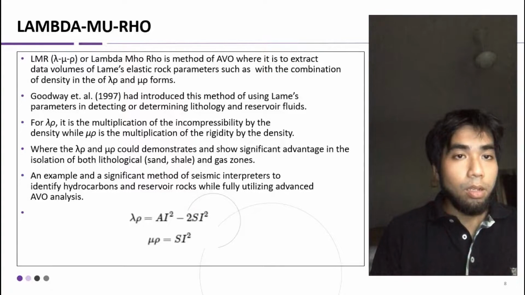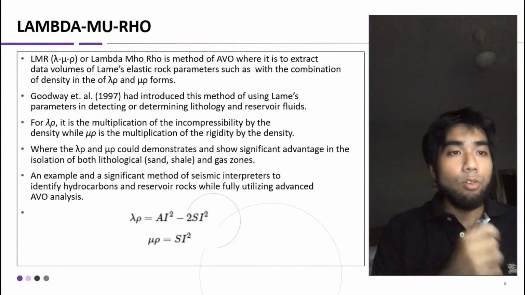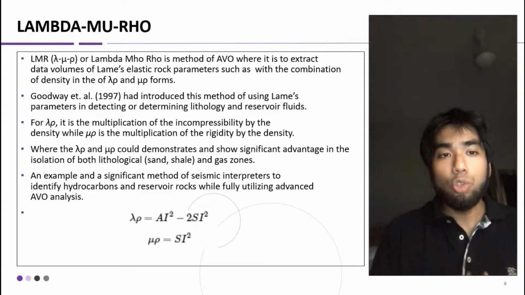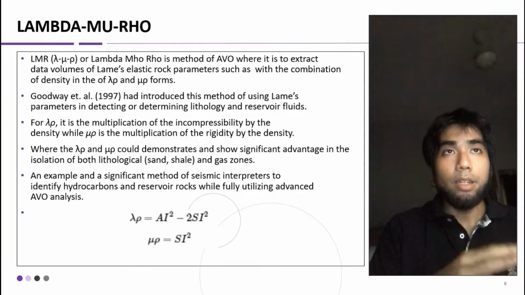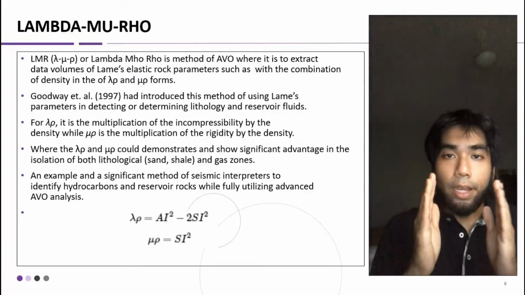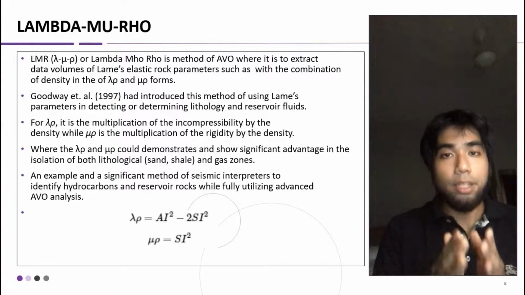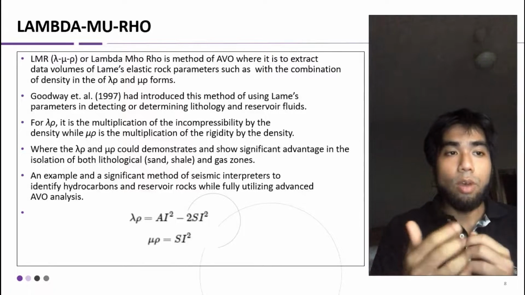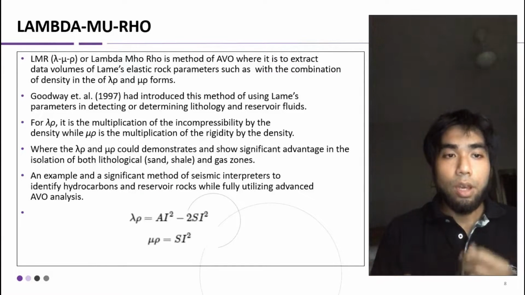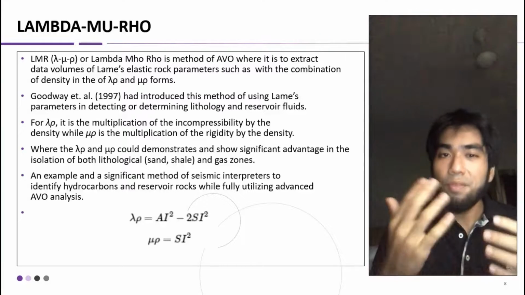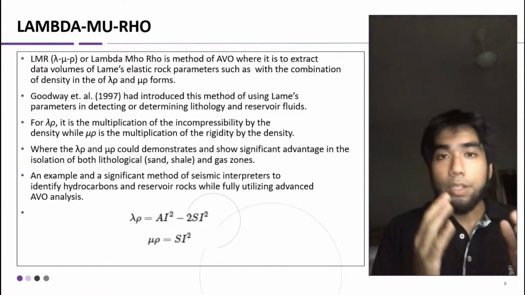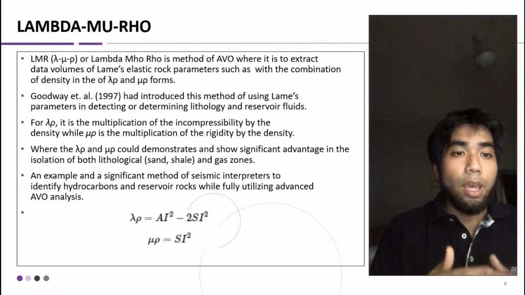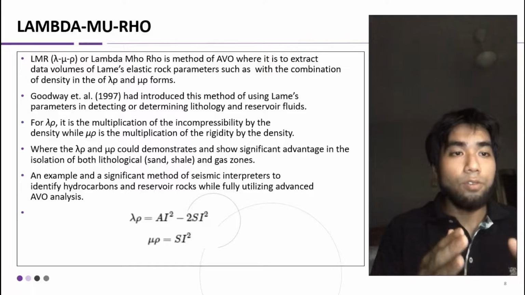Basically, lambda rho and mu rho demonstrate significant advantage in the isolation of both lithological sand and shale and gas zones. It is a significant method for seismic interpreters to identify hydrocarbons and reservoir rocks, while fully utilizing advanced AVO analysis. Below the slides are the formulas. If you can see, the acoustic impedance and shear impedance are involved in the formula.